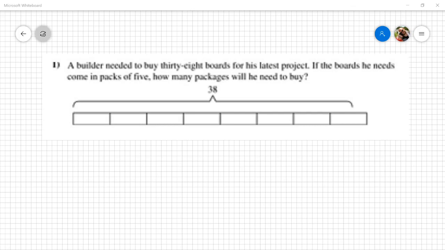All right, ladies and gentlemen. So my goal with this one is to kind of help you with dividing fractions using a tape diagram. So I grabbed a couple different examples. So let's start with this one.